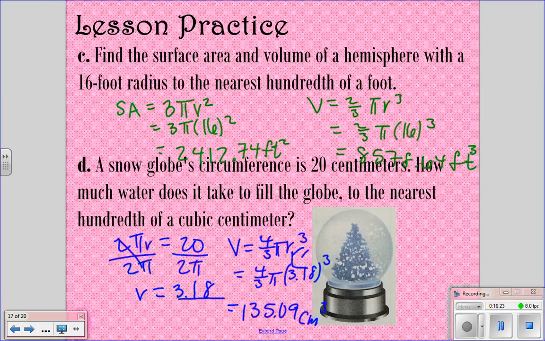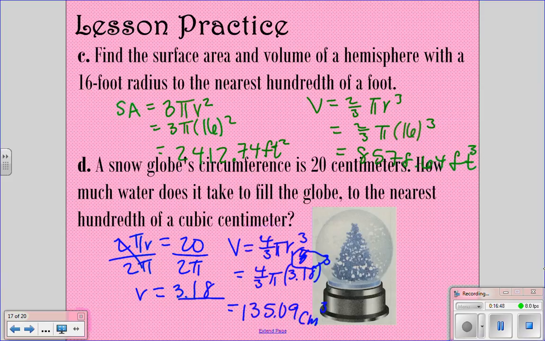If you're not getting the same exact answer as me, that's because you are only plugging in 3.18. Whenever I plug this in to the calculator here, I didn't just plug in 3.18, I actually plugged in the whole number that my calculator gave me. So if your answer ended up slightly different than this one, slightly lower, that would be why. I plugged in 3.18 with all of the other decimal numbers behind it.